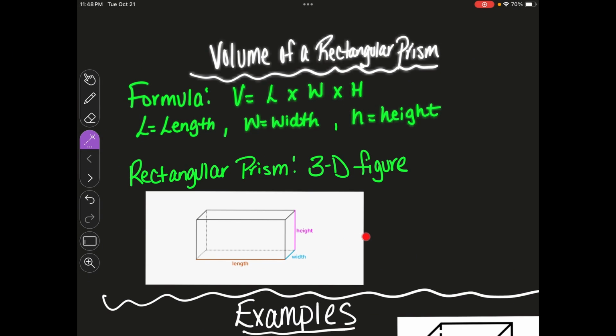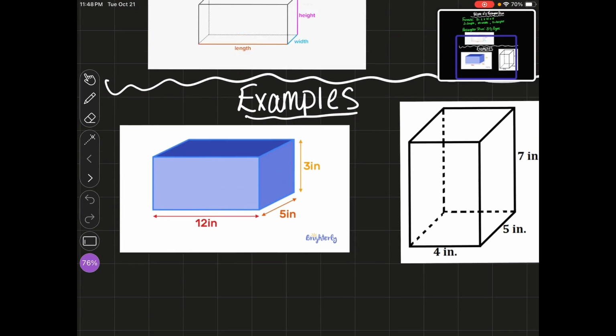and the height. The difference between a 2D and a 3D figure is that a 2D figure only has two measurements, which is the length and the width. It doesn't include the height. That's the only difference, okay? So now let's go to our examples.